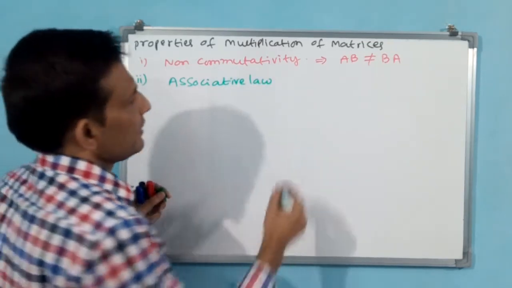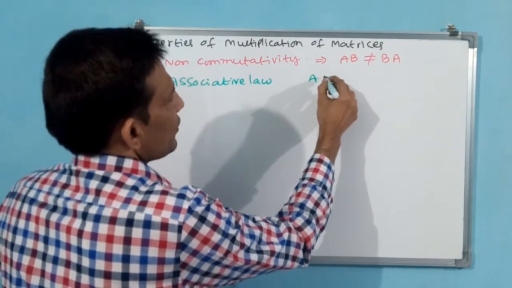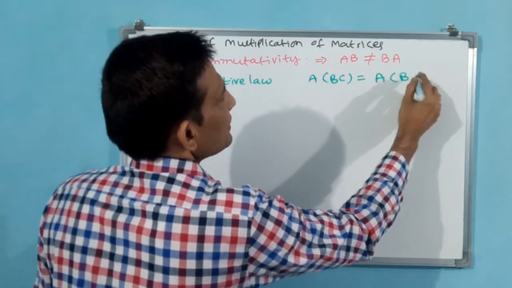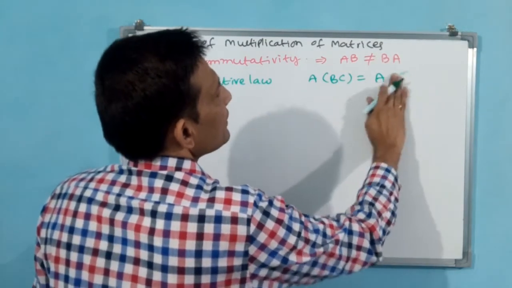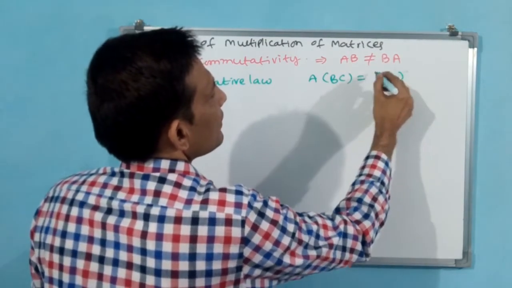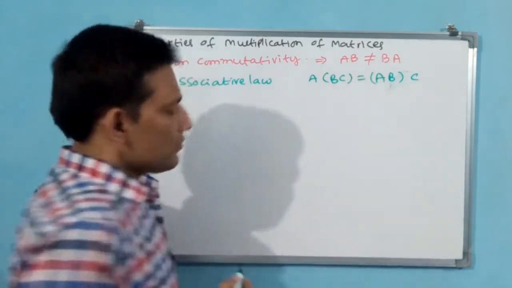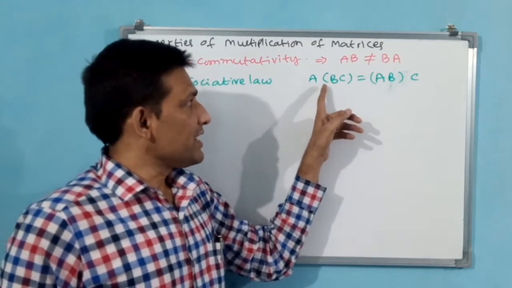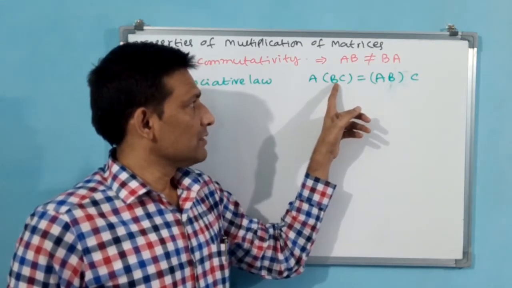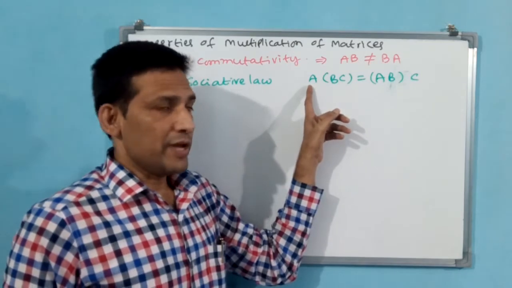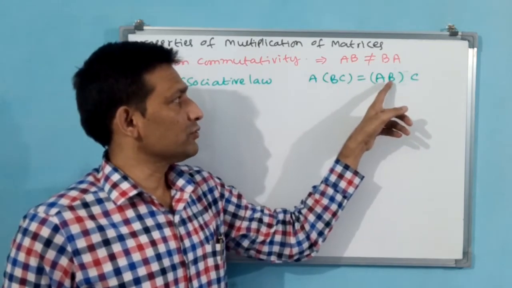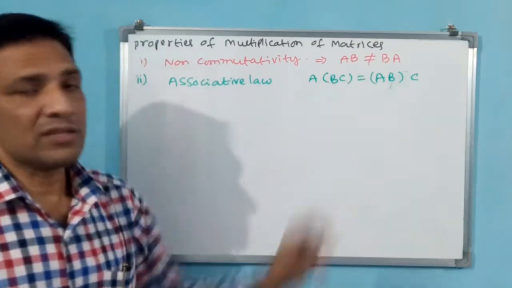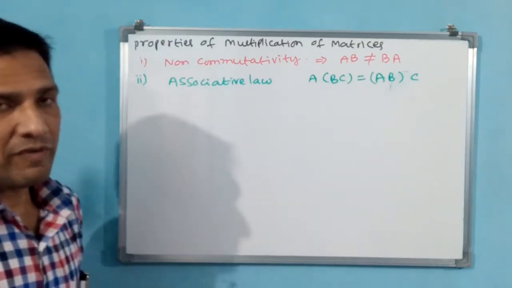Associative law. What is associative law? A of BC is equal to AB of C. Sorry, A(BC) = (AB)C. You see here order is very important. On the left side A, then B, C; on the left side B, then A, C. Here also B of A, B of C. This order is important. If you change this order, then this law is not valid.